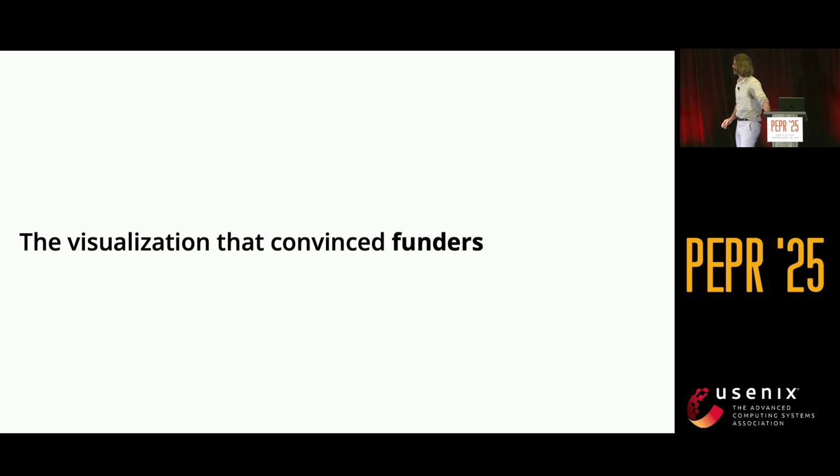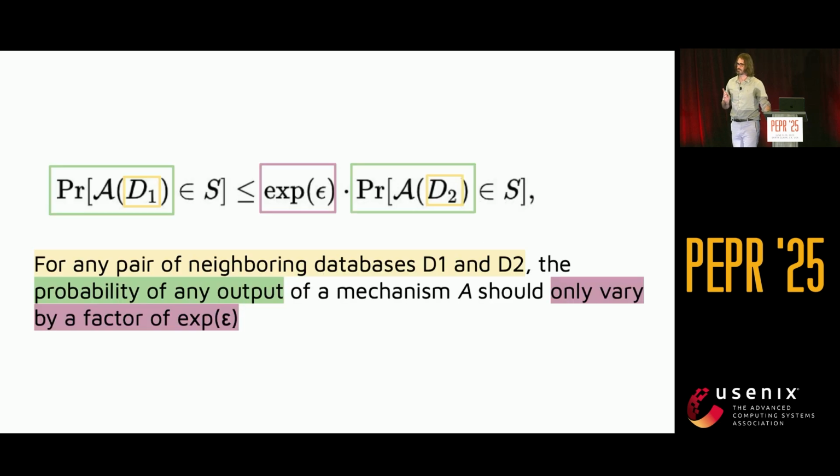So the visualization that convinced funders, very early visualization that won us the contract. This was not it. This is a slide that, if you've encountered differential privacy in the wild, you may have seen before, right? It's the mathematical definition of differential privacy. While central to differential privacy projects, it's not very convincing, right?